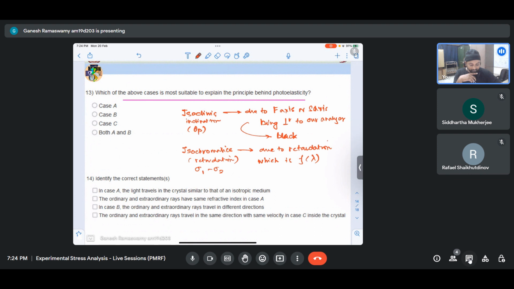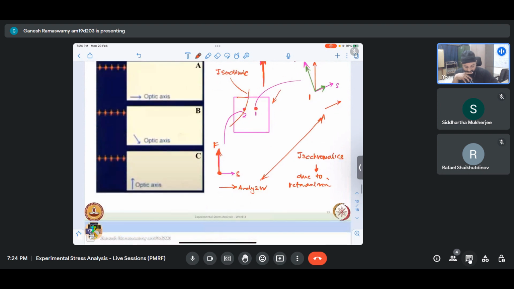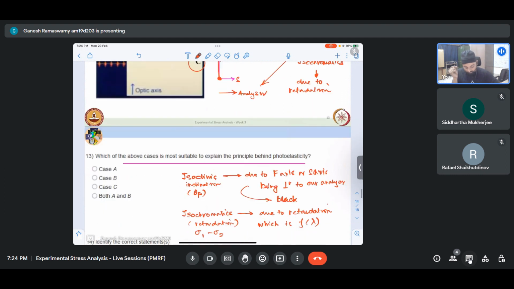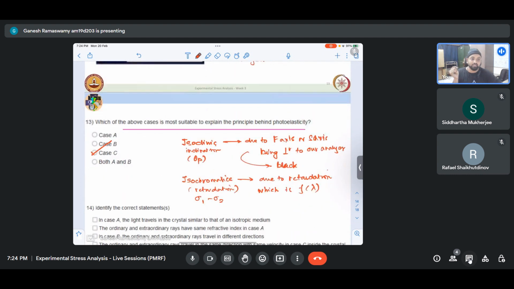But in order for me to get retardation and get some meaningful results out of it, it is essential that my fast and slow axis, my extraordinary and ordinary rays, come towards me in the same direction but with a phase lag. Which is the case in which that will happen? It will only happen in case C, where we have the impinging light perpendicular to the optic axis. So C is the only case that is useful for our photoelasticity. So I hope this is clear.